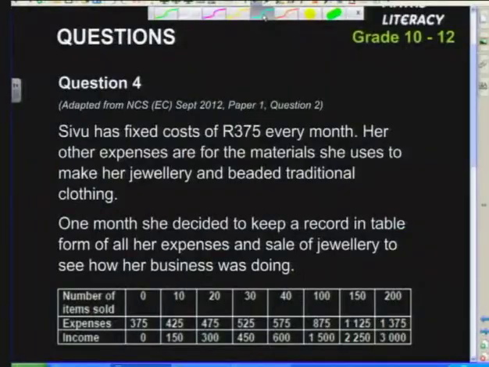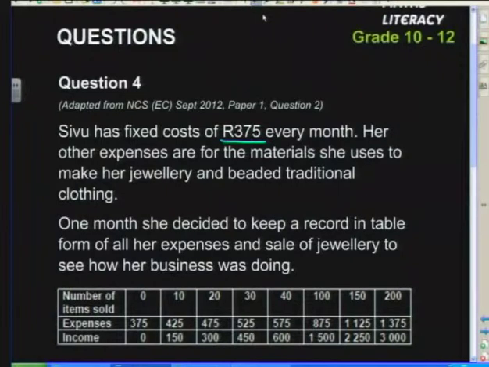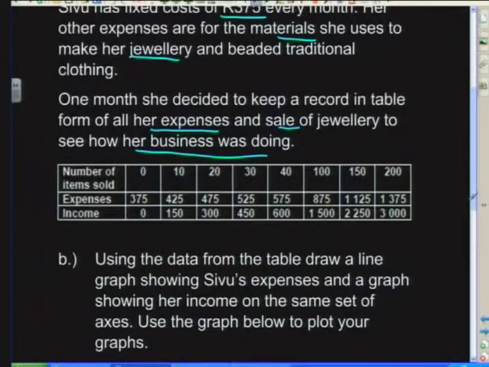Over to you. The next part of the question says, she has a fixed cost of 375 rand every month. Her other expenses are for the materials she uses to make her jewellery and the beaded traditional clothing. One month she decided to keep a record in table form of all her expenses and sales of jewellery to see how her business was doing. So she kept a record. This is the number of items sold and her expenses.